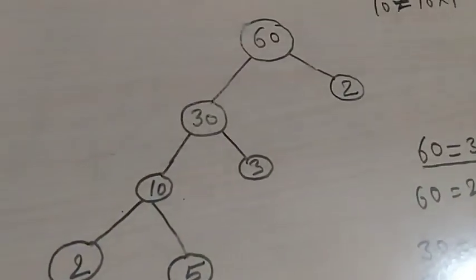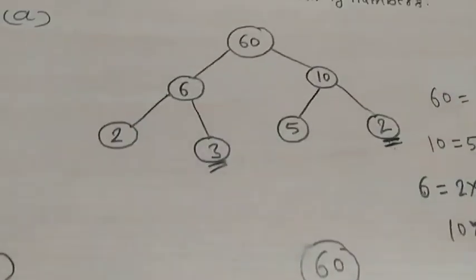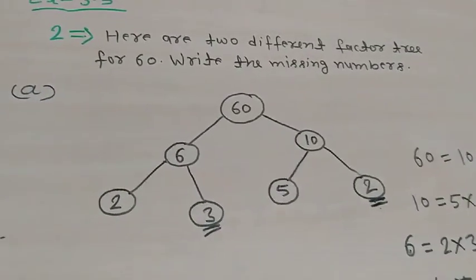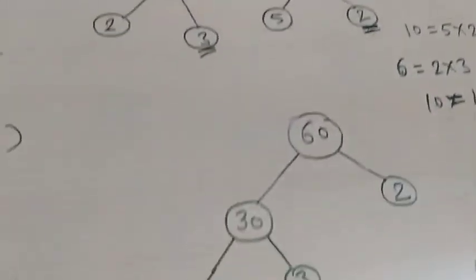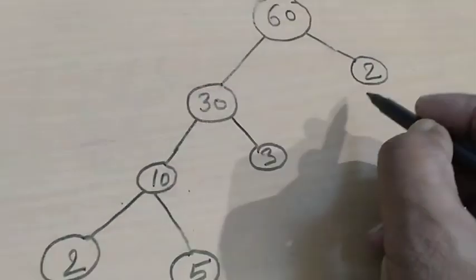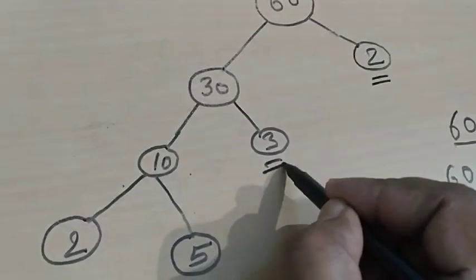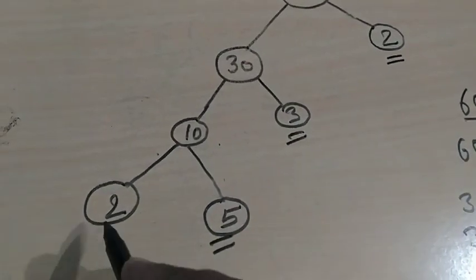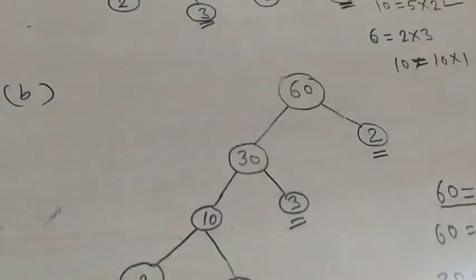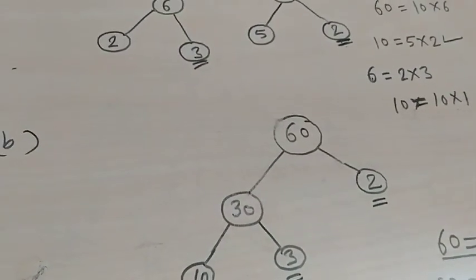So our question here is to find the missing number. Okay, so here you find the missing numbers 2 and 3, and in the second part 2, 3. Here this is a missing number, this is also a missing number, this is also a missing number, and this is also a missing number. Okay, so I hope all of you understood. Now we are going to solve question number 3.